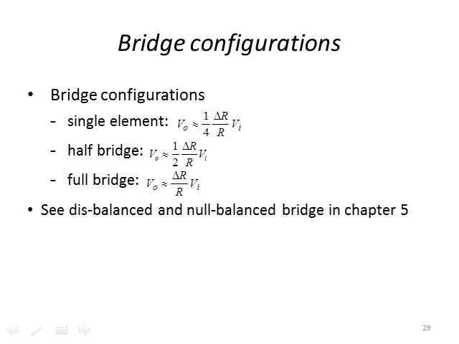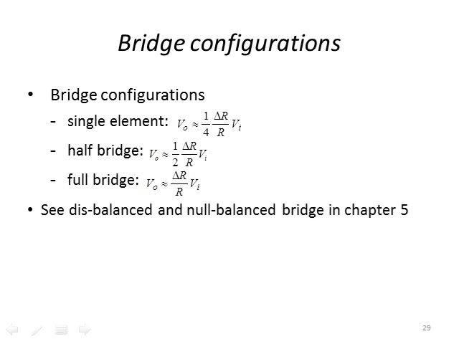So then a half bridge is where you have two of the elements that are changing and two that are not changing. So in this case you get higher sensitivity. It's a little bit more linear, but then the disadvantage is that it's a bit more complex because you have two that are changing in a similar way.